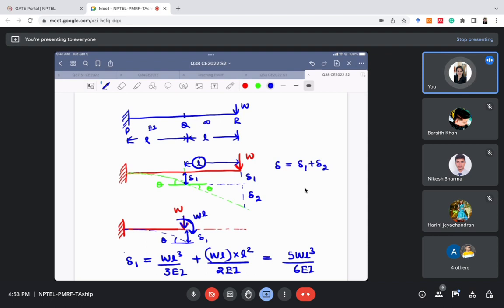So what is the final value of delta? Delta is delta 1 plus delta 2. Now we need to calculate the value of delta 2. Delta 2 is nothing but this theta multiplied by this length L.